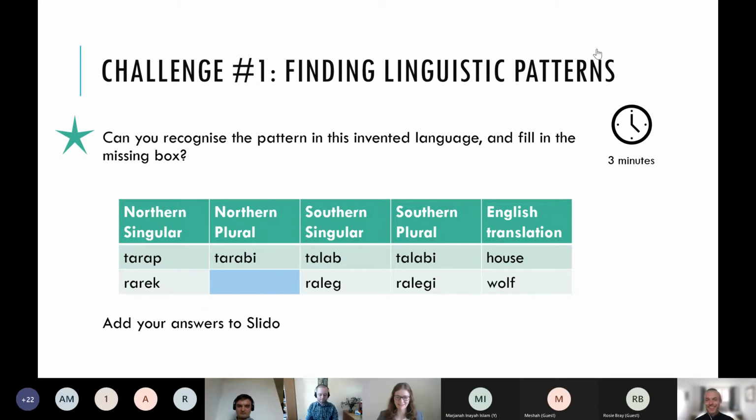I think that's a good idea. I think it's good to give people some time to think about it themselves and not be influenced by what everyone else thinks. So I think that's a great idea. So I'll give you another 30 seconds and then I'll project it up. Perfect.